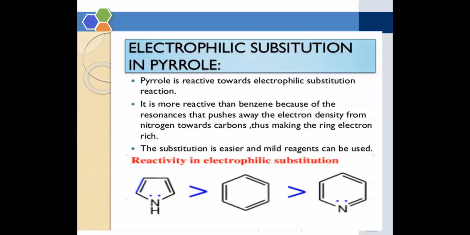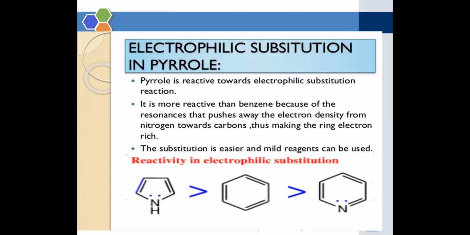Why? Because the resonance pushes the electron density away from your nitrogen towards your carbon, because the lone pair of electrons is shared with the carbon in the ring. So it increases the electron density in the ring. That's why pyrrole is more reactive than benzene and pyridine. This question comes in your exam.